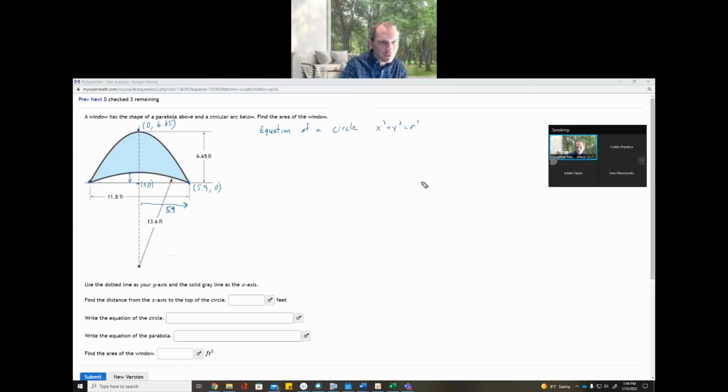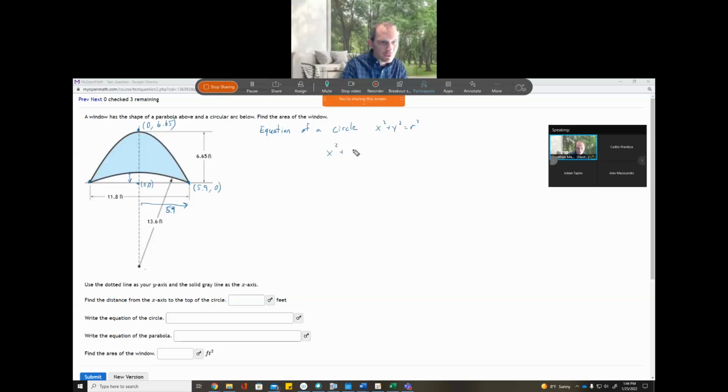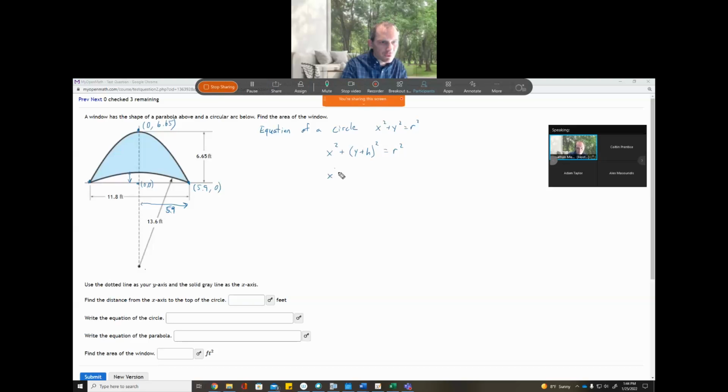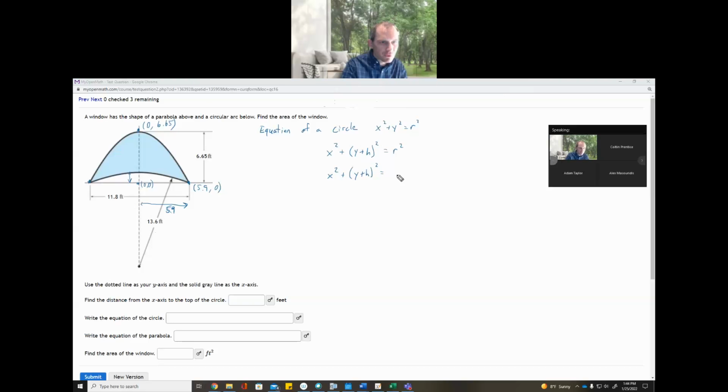When it's not centered at the origin, what we do is we just say, okay, I'm going to shift it. And the way that we shift it is you shift left and right by adding something onto the x, and you shift up and down by adding something onto the y. This hasn't been shifted left and right from the origin, so the x we leave alone. We're just going to add something to the y. So for our circle, this is going to be x squared, and then I'm going to take that y and add something to it, like (y plus h) squared equals r squared. And I know what the r is, because we're given the radius is 13.6.